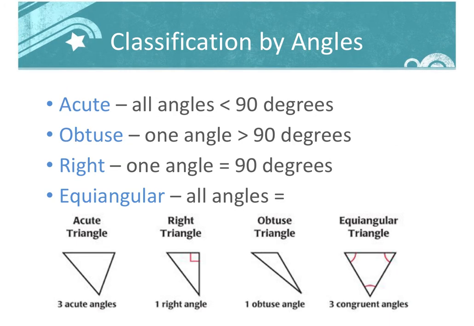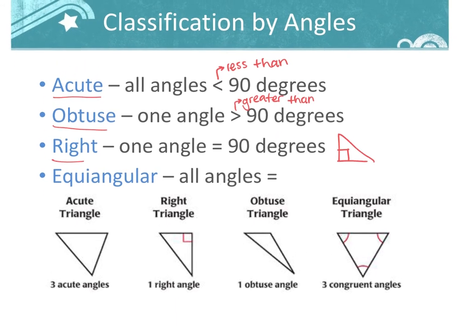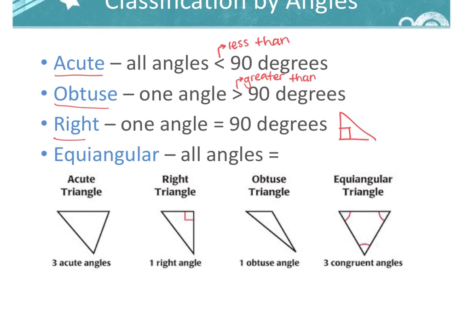Now, we can also classify them based on their angles. An acute triangle is where all angles are less than 90 degrees. Okay? Obtuse would mean that one angle is greater than 90 degrees. A right triangle would be where one angle is exactly equal to 90 degrees, okay? In other words, it has a right angle mark. And then equiangular means all angles are the same, okay? So acute means that there are 3 acute angles. Right means that there is 1 right angle. And obtuse means that there is 1 obtuse angle, okay?